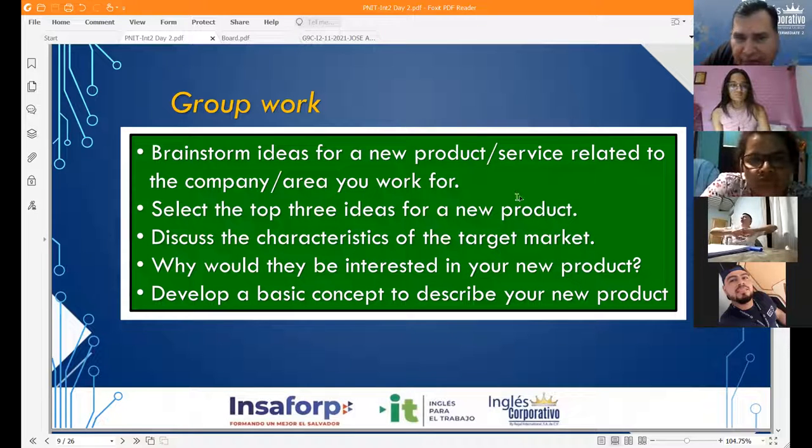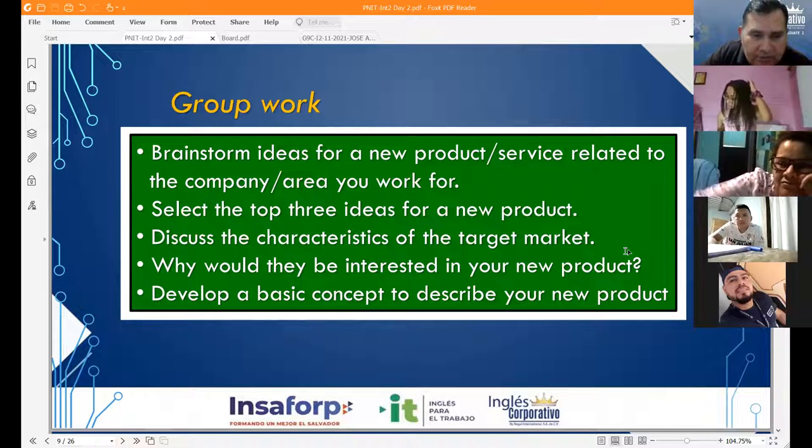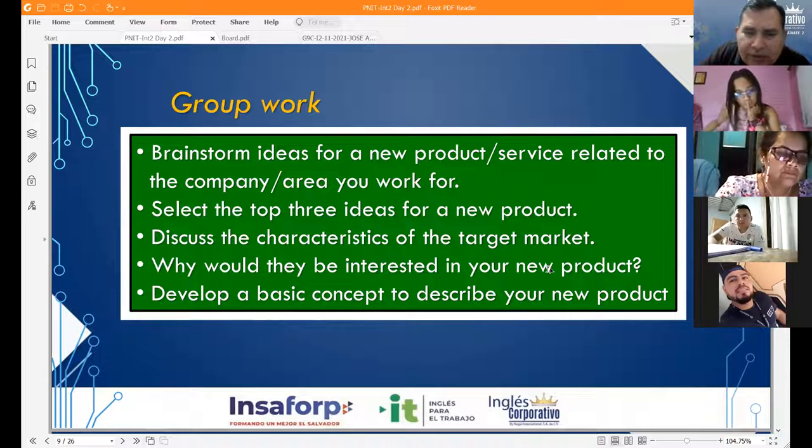Discuss the characteristics of the target market. Teacher, what is the target market? You can say, oh, this product is for young people between the ages of 18 and 35. Or this product is for older people between the ages of 45 and 60. Okay, that would be your target market. Why would they be interested in your product? What characteristics make your product attractive? So that would be the idea. What are the things that make your product attractive?